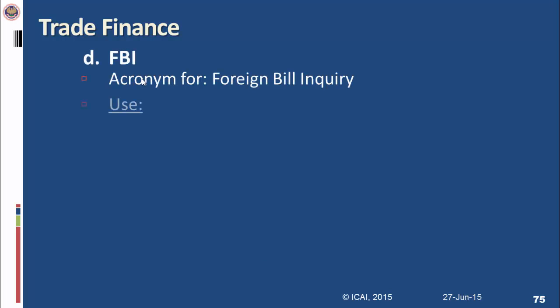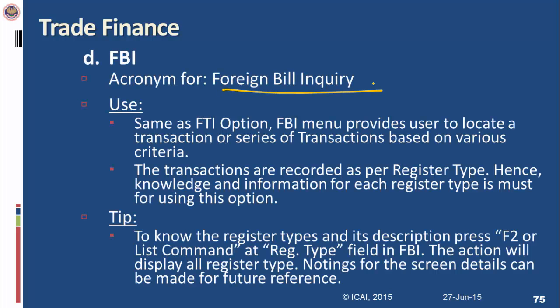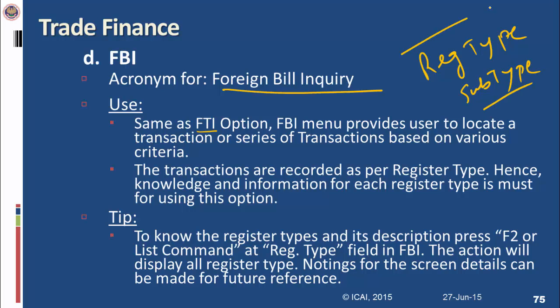In the same way we'll have the FBI, that is foreign bill inquiry. It's the same as FTI because there are criteria in it, right? There are multiple criteria, and here the register type and subtype concept will be used. Based on that, we can generate numerous reports on how many transactions there are in a particular period. Maybe it's for a period of acceptance, or of a due date, of a closure, right? Or of any status.